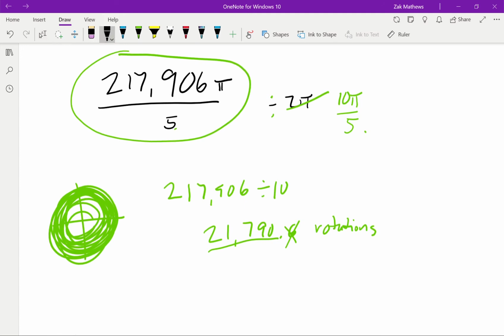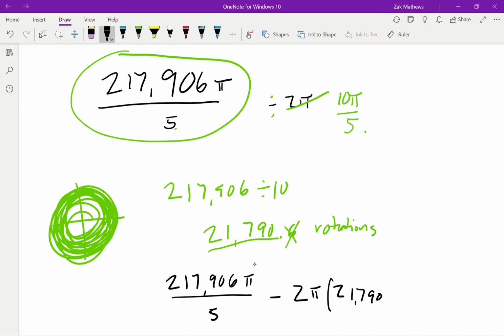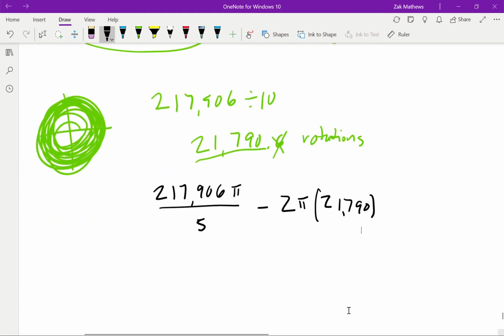Now, I don't want to subtract that 21,790 times. But what I can do is do this very efficiently by doing a little multiplication. I'm going to take 2 pi and multiply it by 21,790. And that will be subtracting. This is subtracting 2 pi, 21,790 times, because all multiplication is doing addition or subtraction a bunch of times.